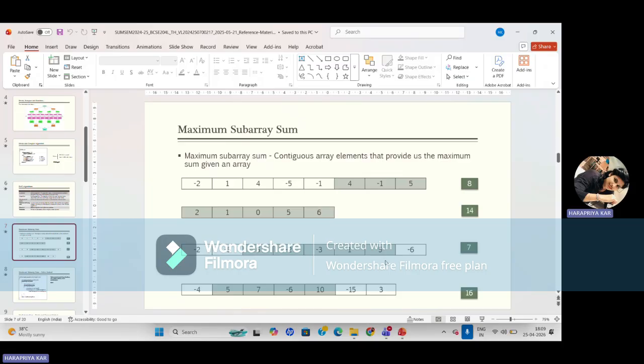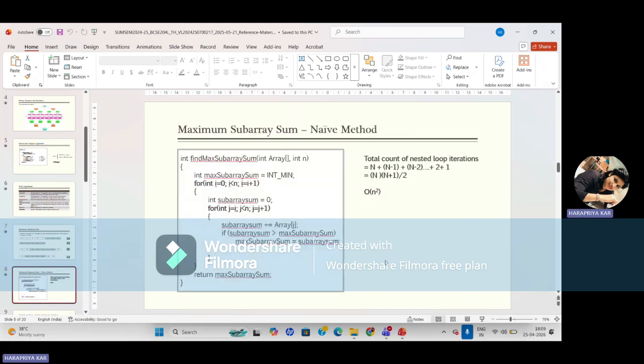First of all, understand the algorithm. int find max sub-array sum. Here, first of all, you have to check for the maximum sub-array sum. Whenever we are summing a contiguous array, it should give the maximum element. So: int find max sub-array sum, with int array and int n as the array size, because the array size is given. So n and the array are taken.